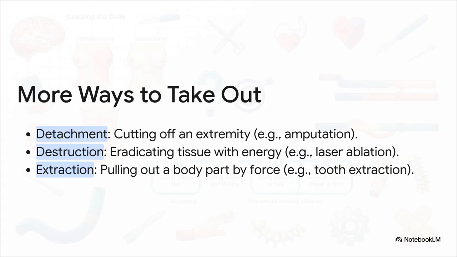Of course, there are other ways to get the job done. Detachment is a very specific one. It's for cutting off an extremity, like an amputation. Destruction uses energy, maybe a laser, to basically vaporize tissue without cutting it out. And extraction is, well, it's exactly what it sounds like. You're pulling something out by force, like a tooth extraction.